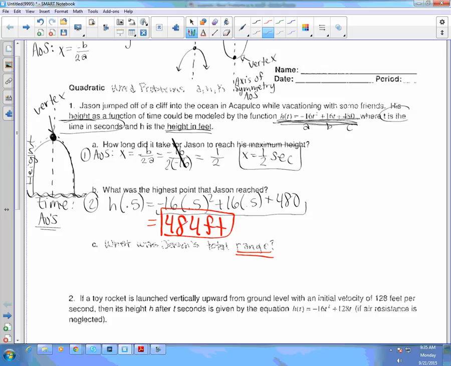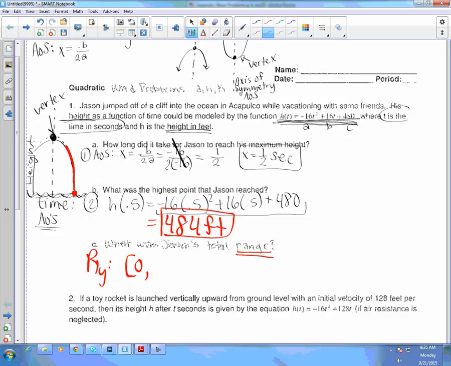Oh gosh, domain or range? Which one is the spread of the x's? No, domain. So range has to be the spread of the y's. So for Jason's height, we go from lowest to highest. When he hits the water, what's that height? 0. Remember how we put a bracket because we actually have a point there? R sub y.